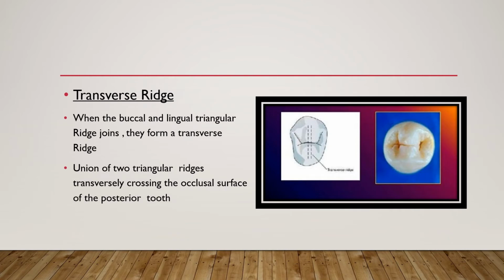Transverse ridge. They are also found in the posterior teeth. Now, what happens? When a buccal and a lingual triangular ridge join and cross the occlusal surface transversely, they form the transverse ridge. So it is nothing but the union of two triangular ridges transversely crossing the occlusal surface of a posterior tooth. As you can see in the picture, a transverse ridge is seen in the premolar where the buccal triangular ridge and the lingual triangular ridge meet, and transversely they cross the occlusal surface.